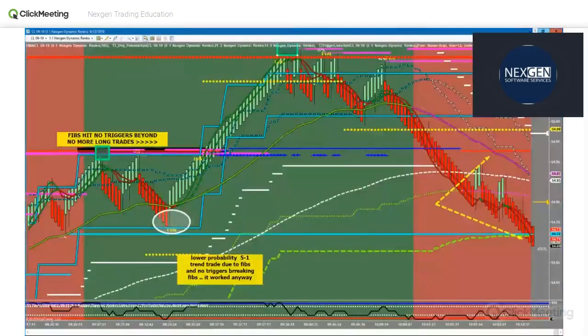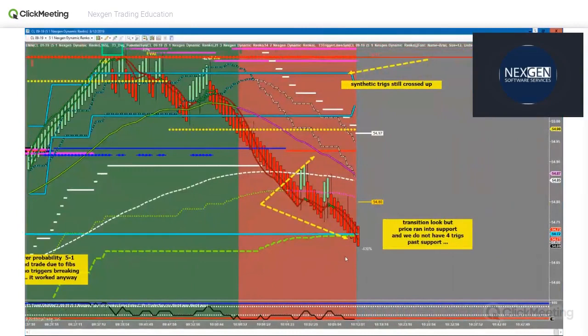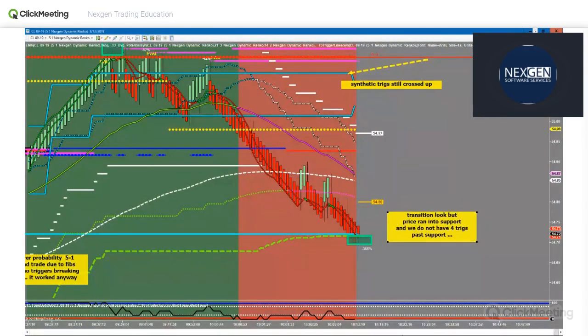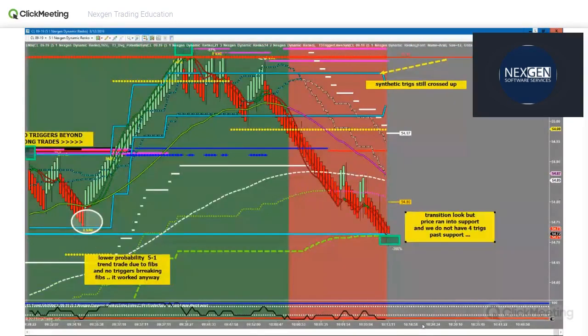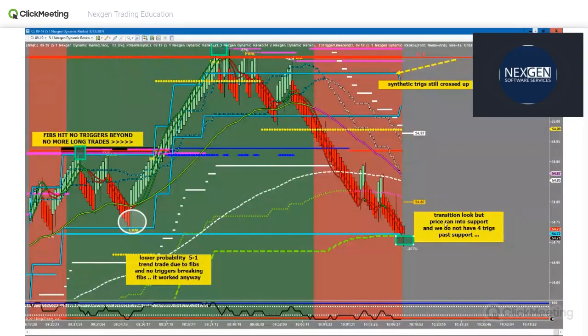So again, Z, I understand what you're trying to do, trying to go long right here. But look at the trigger line configuration. This is not the best for us. I know what you're trying to do. You're trying to do a pivot stop out long from the midband. I understand that. Again, that's a more advanced type of trade.